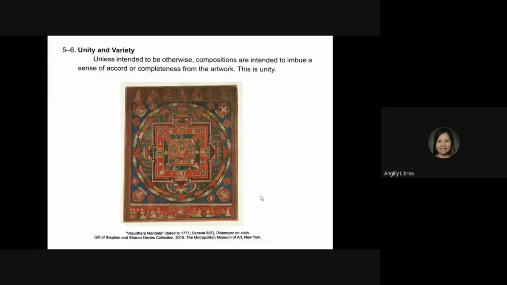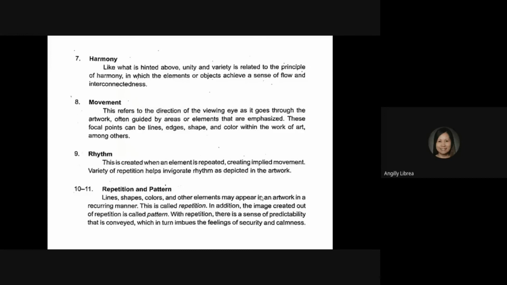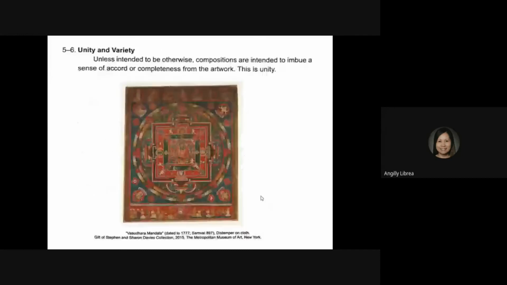Fifth and sixth, guys, are unity and variety. Unless intended to be otherwise, compositions are intended to imbue a sense of accord or completeness from the artwork. This is called unity, such as this one. Now, this is Basudhara Mandala, okay? Found in the Metropolitan Museum of Art, New York. Variety, on the other hand, is the principle that aims to retain the interest by allowing patches or areas that both excite and allow the eye to rest.